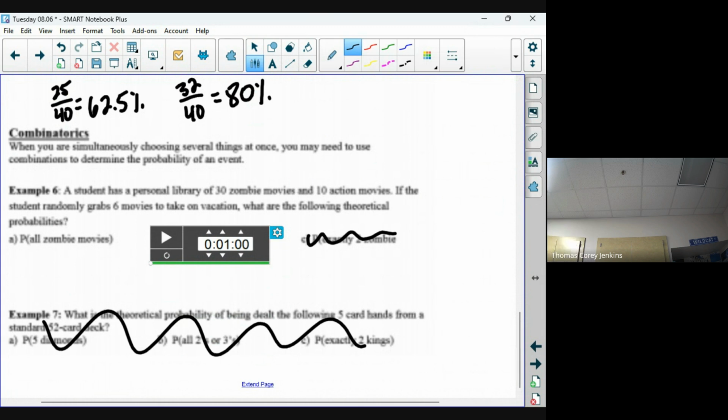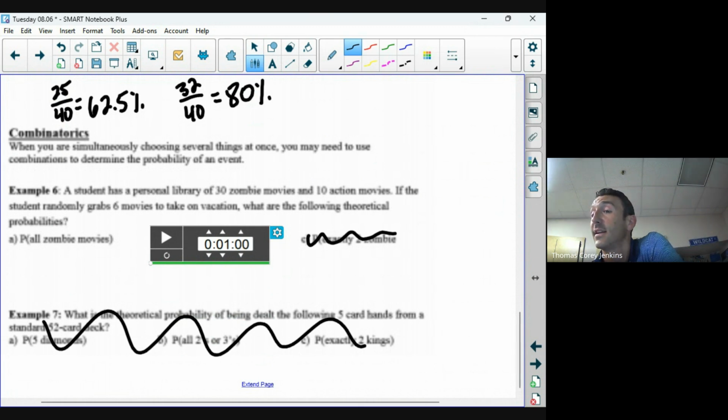All right, so what's the probability, given that sample space, that we choose 6? Should have just listened to you guys at the beginning. That you choose 6, what are we looking for? 6 zombie movies, okay? We choose just 6, and they're all zombie movies. So here's how you would do that.